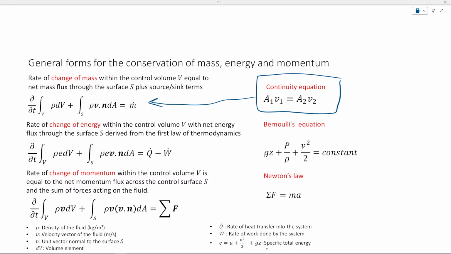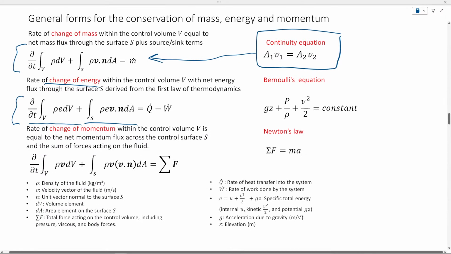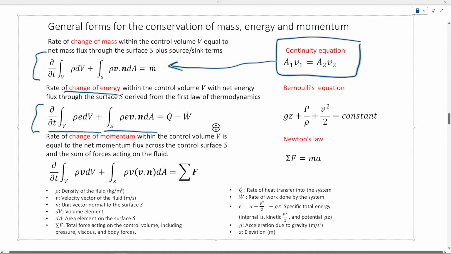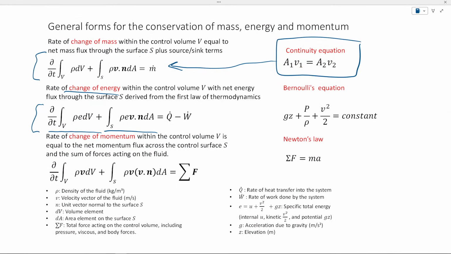Similarly, we can do a similar derivation for the change in energy. It would look similar to this: you have a volume integral, a surface integral, and that would be equal to Q, for example, in that case. Q here would be the rate of heat transfer into the system. W here would be the rate of work done by the system. And your E here would be the specific total energy, so that's your internal energy, energy due to pressure changes, kinetic energy, and potential energy.